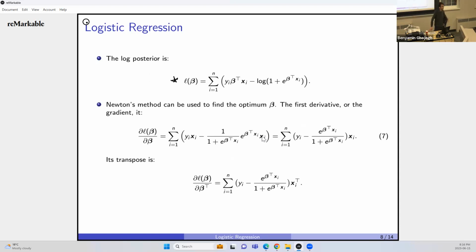We need to maximize this. We need to maximize the posterior, right? The probability of belonging to the classes. We need to maximize it, either the posterior or the log posterior. Here we are maximizing the log posterior.